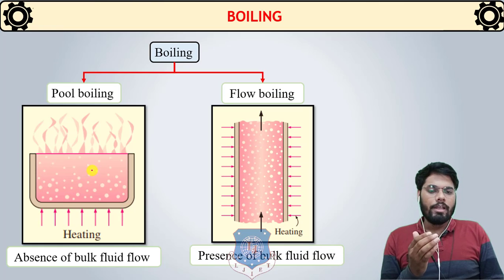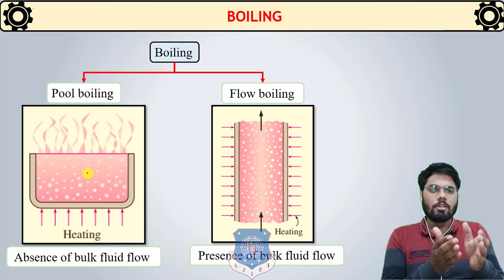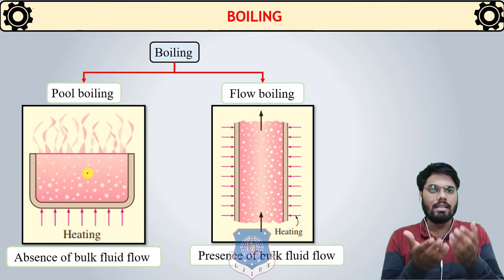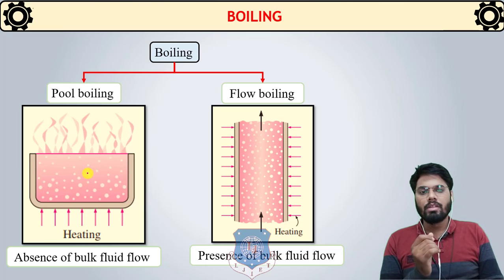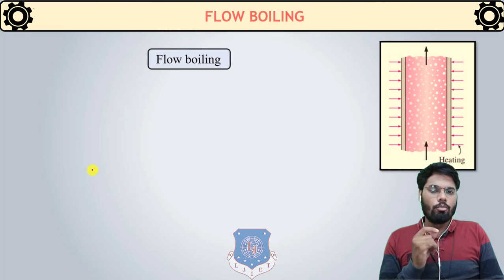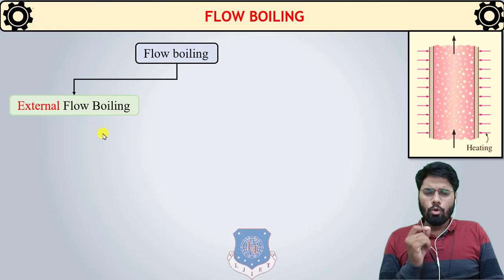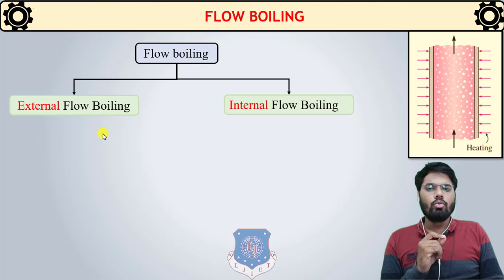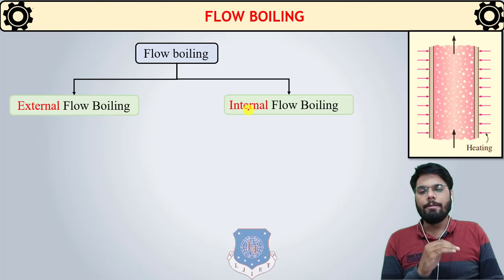Second is flow boiling, in which there is a presence of bulk fluid flow because of an external arrangement such as pumps. So now let's understand flow boiling. Flow boiling is further classified in two ways. First is external flow boiling and second is internal flow boiling.